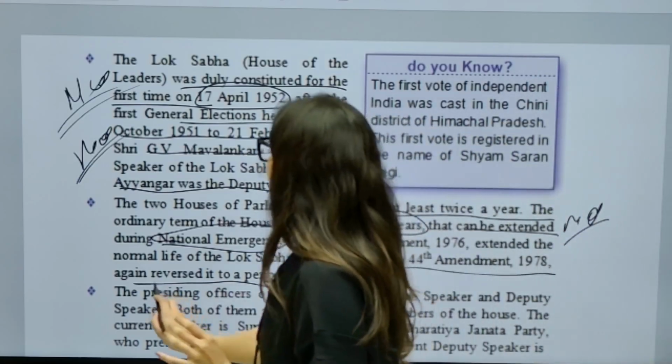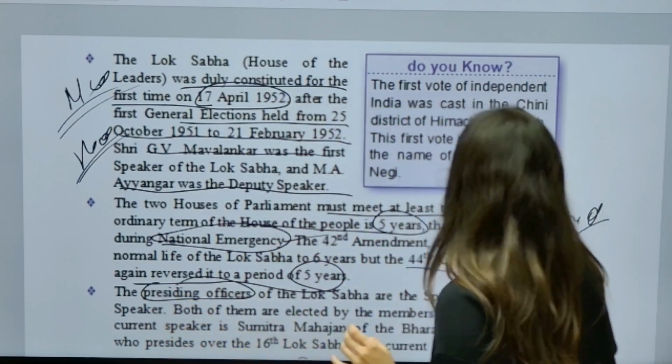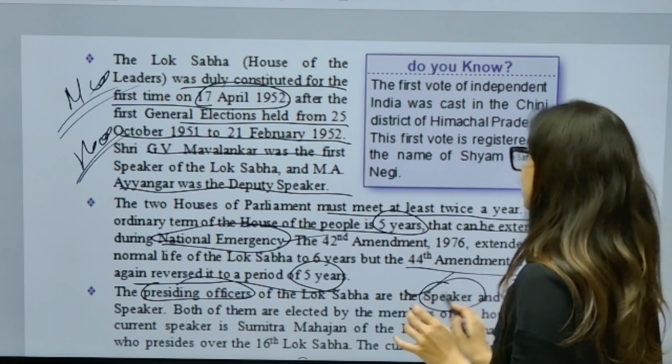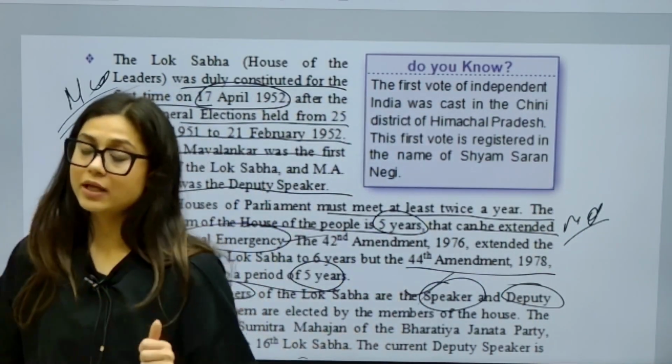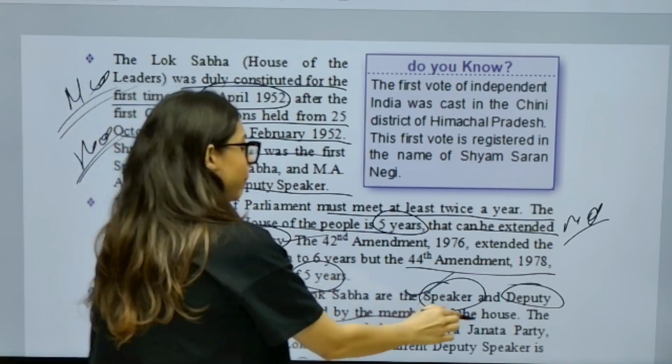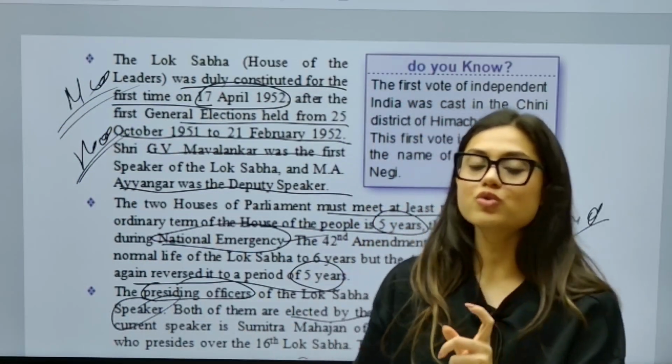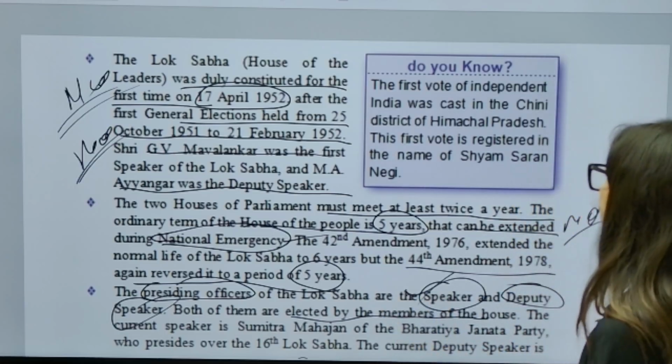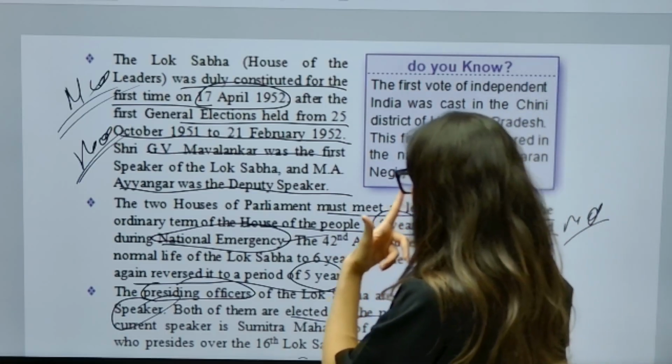Then who are the presiding officers? It's the speaker. There is one speaker and deputy speaker. Both of them are the presiding officers of the Lok Sabha. Both of them are elected by the members of House. Again, MPs, members of Lok Sabha, they choose who is going to be the speaker and who is going to be the deputy speaker. Fine.